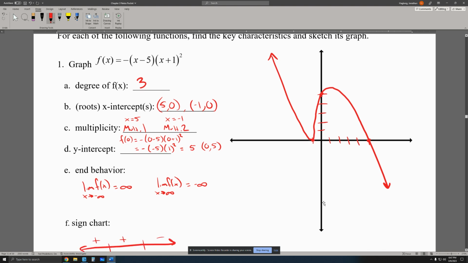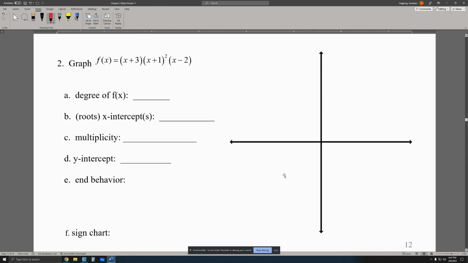Okay, let's try another. Number 2. Graph f of x equals the quantity x plus 3 times the quantity x plus 1 squared times the quantity x minus 2. So the degree, I notice that we have 4 x's here, so degree is 4. X-intercepts, I'll write it as ordered pairs, like we did before. X-intercepts, we have -3, 0.